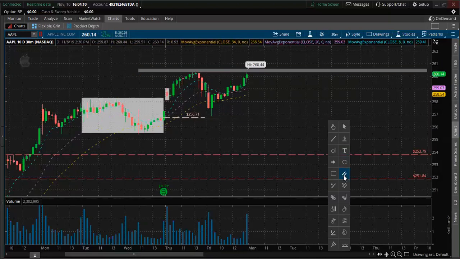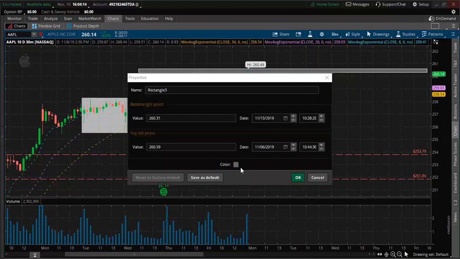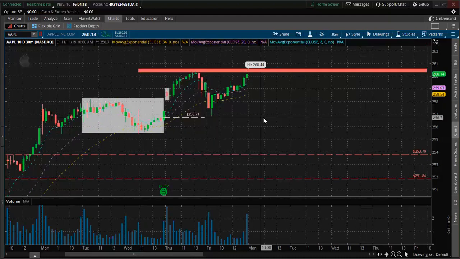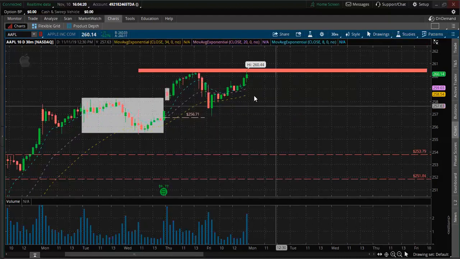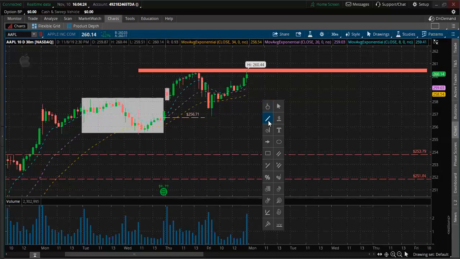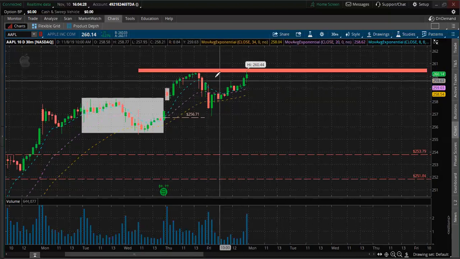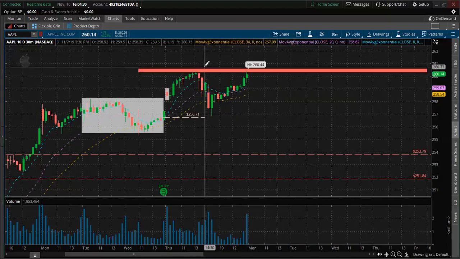I mean, who knows, man? Apple might run another 40% from this. You never know. But what I'm looking at is our stop loss set here. We had 260.44, so let's go 260. Why am I coming up with these numbers?